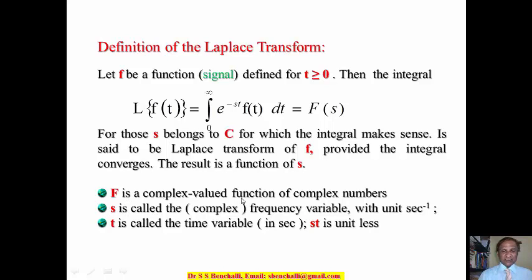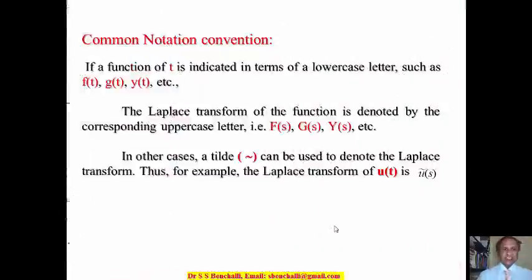Right? So F is a complex valued function of complex numbers. Small s is called the frequency variable with unit second to the power minus 1. t is called the time variable, in seconds. s times t is unitless. So like that you can define the Laplace transform for the given function. Is it clear? Few more forms are there, so I can give all the forms.